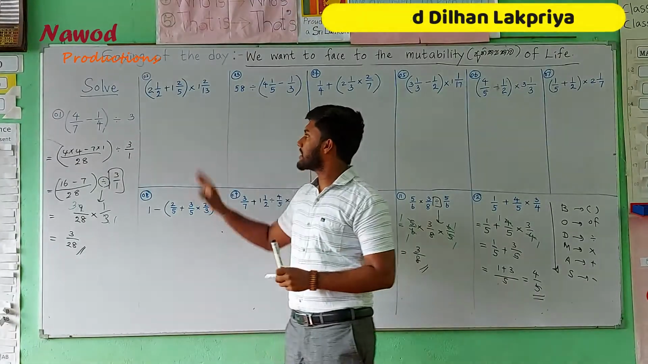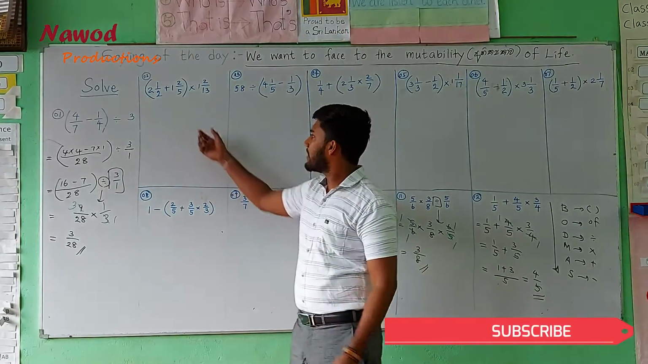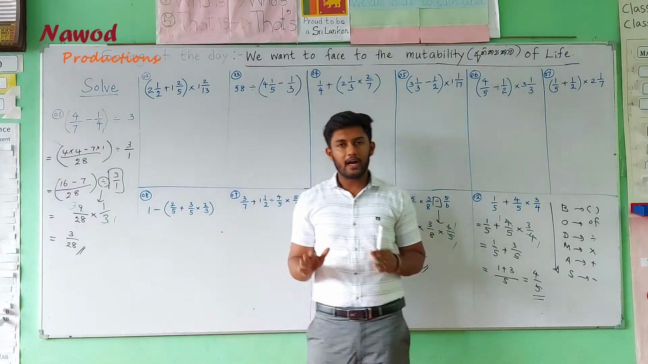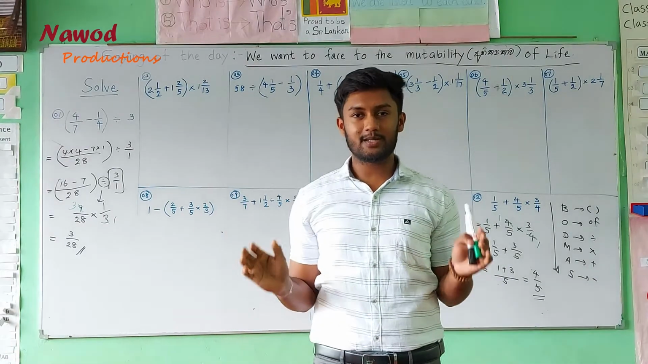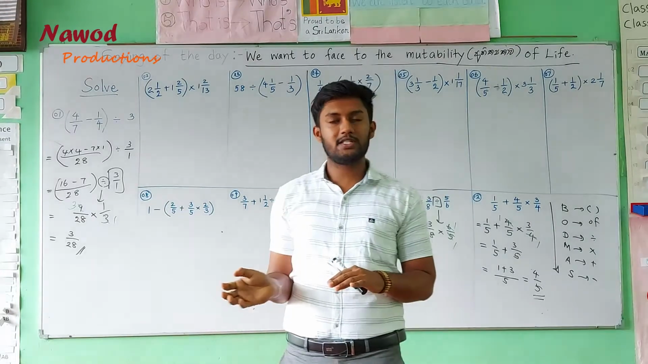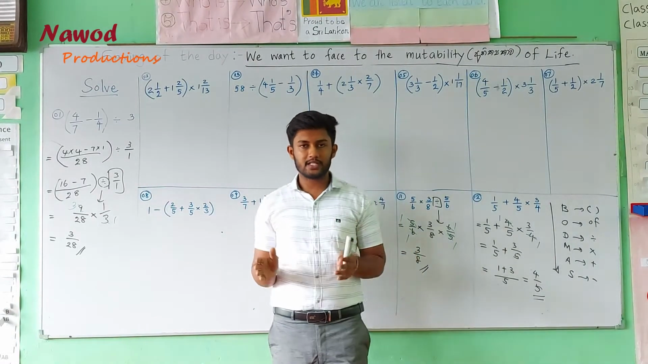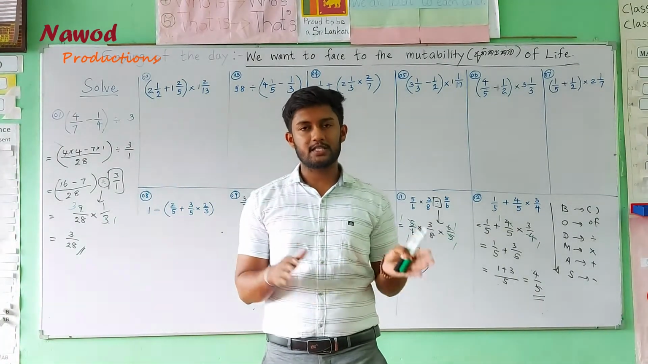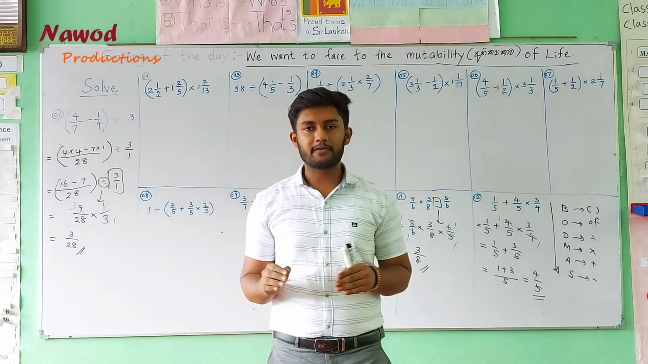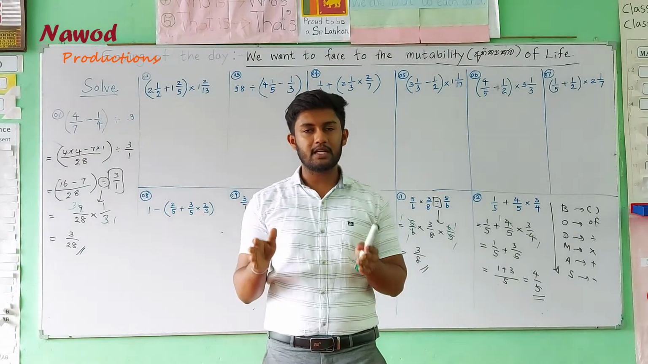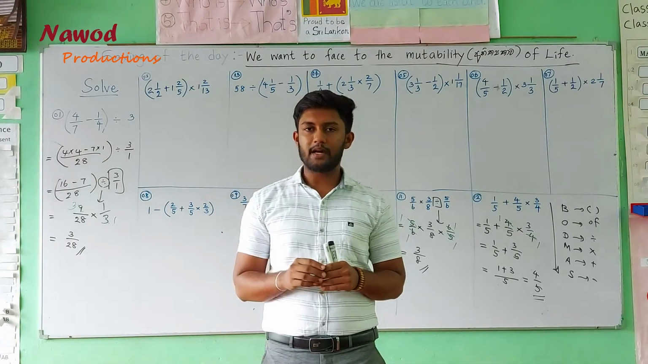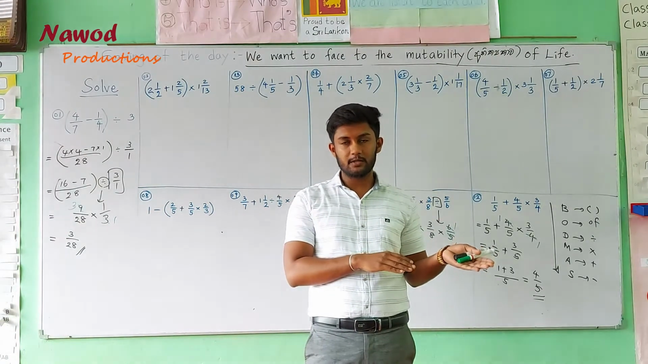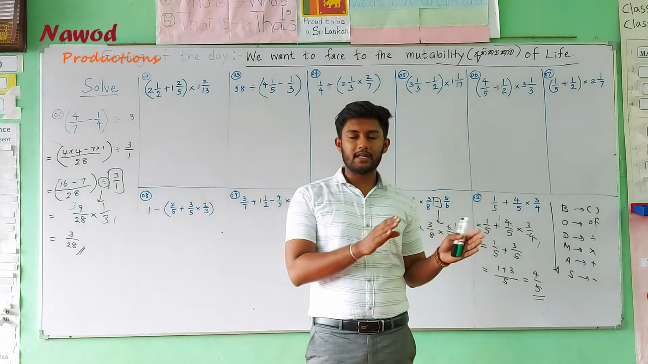Then when we consider the second question, there are two mixed numbers inside the brackets. If you have a mixed number, the first step is to convert that mixed number into an improper fraction. You know that, dear students, fractions can be divided into two parts as proper fractions and improper fractions. A kind of proper fraction is the unit fraction, and improper fractions can be converted into mixed numbers.